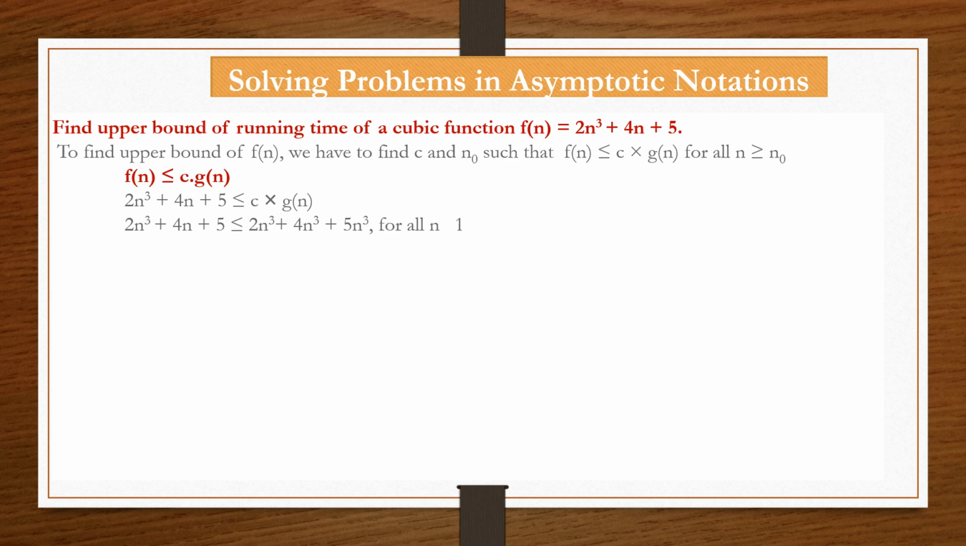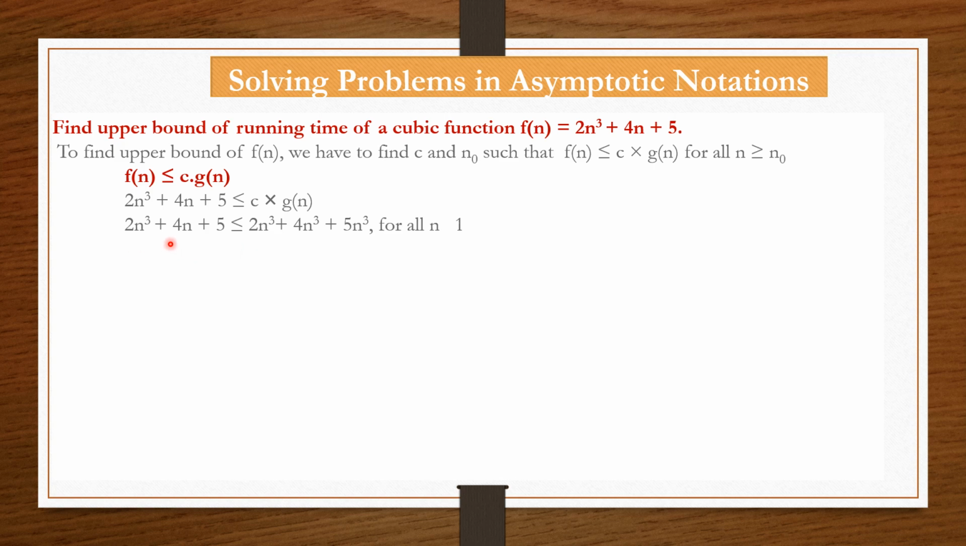So what am I doing? I am placing the equation representation in f of n, that is 2n cube plus 4n plus 5, which should be less than or equal to c, I am not taking any values of c, we will keep it c as such. And for g of n, what am I doing? Here, since it is 2n cube plus 4n plus 5, I am writing the same numbers here as well, but all in terms of highest powers. So highest power is n cube here.